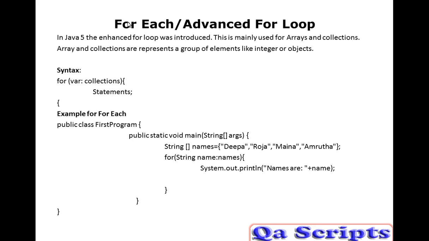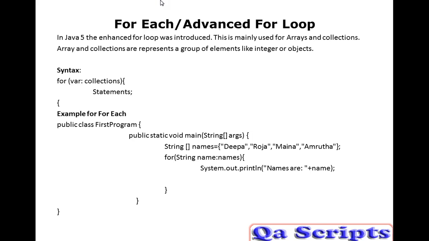So the array is names. The variable I have created using the string data type is name. When I start executing, first it will count how many values are there in that array, that is the length of the array. It will get calculated from the backend. Then it will start assigning names one by one.